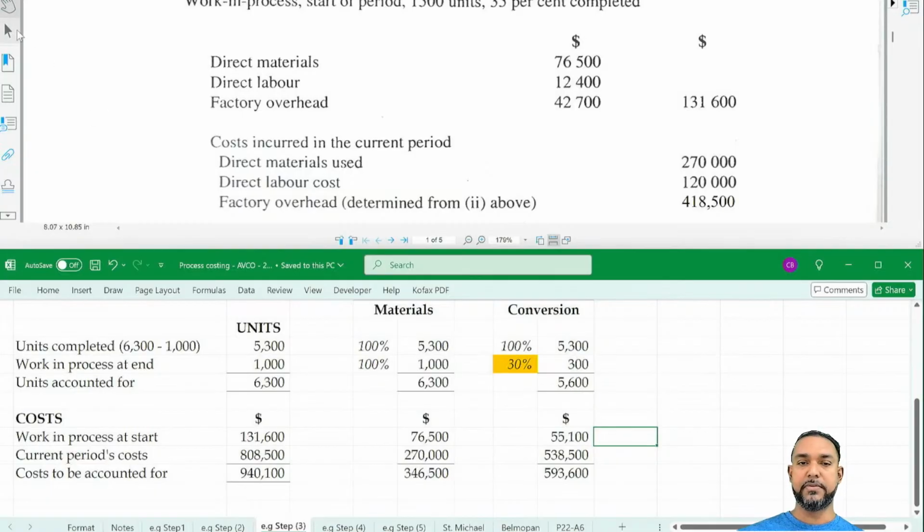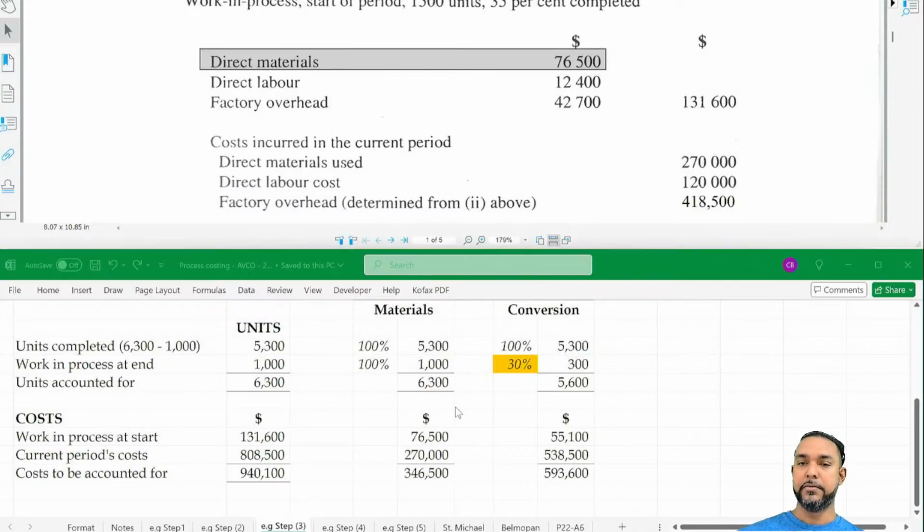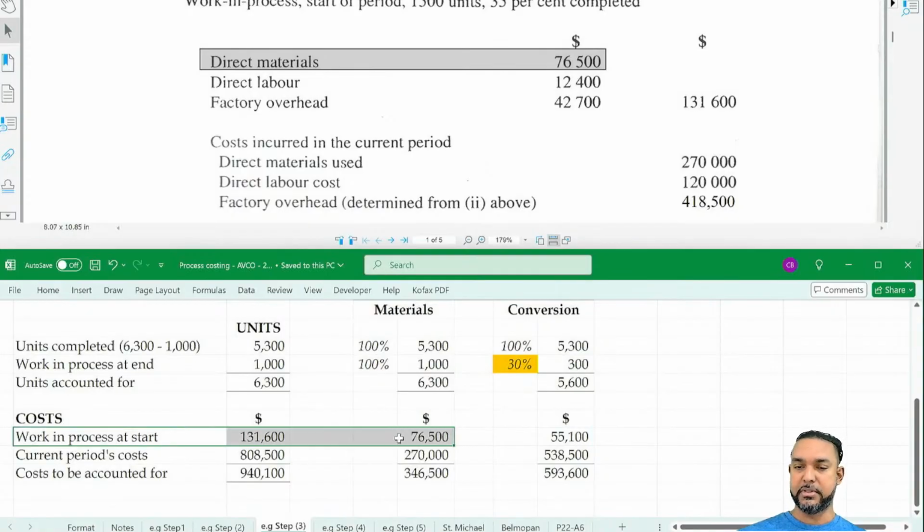So with the materials figure, the materials figure for work in process at start will, of course, go there. Work in process at start, materials. The conversion figure will be the sum of 12,004 and 42,7. That's going to go here, work in process conversion.